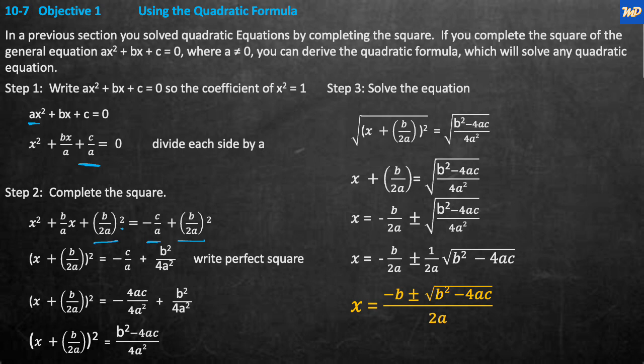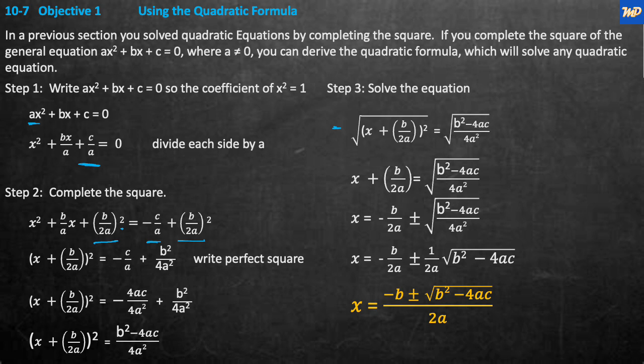And on the left-hand side, we still have the quantity x plus b over 2a squared. That's our sum of squares, perfect square. And we're at the point where we're going to go ahead and solve the equation. We've completed our square, all the math is done. Now I'm rewriting it over here on this side.